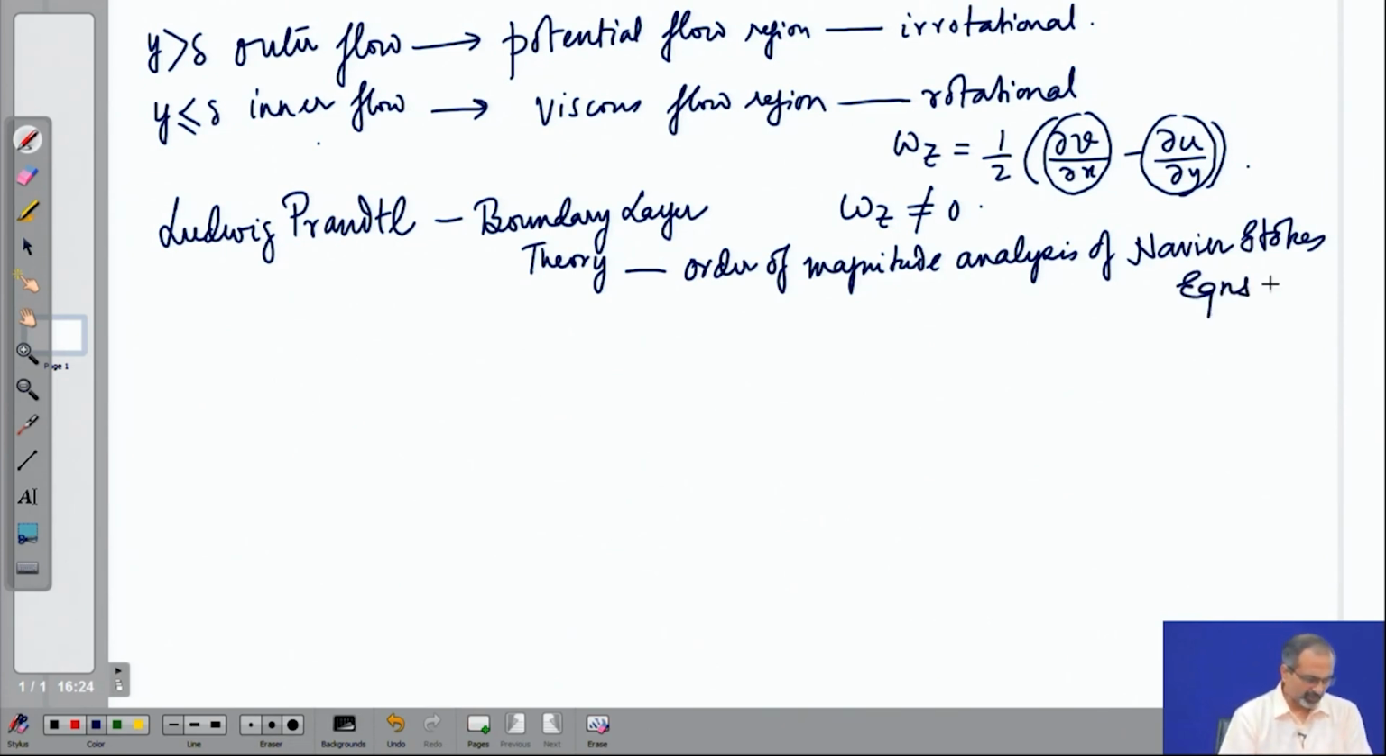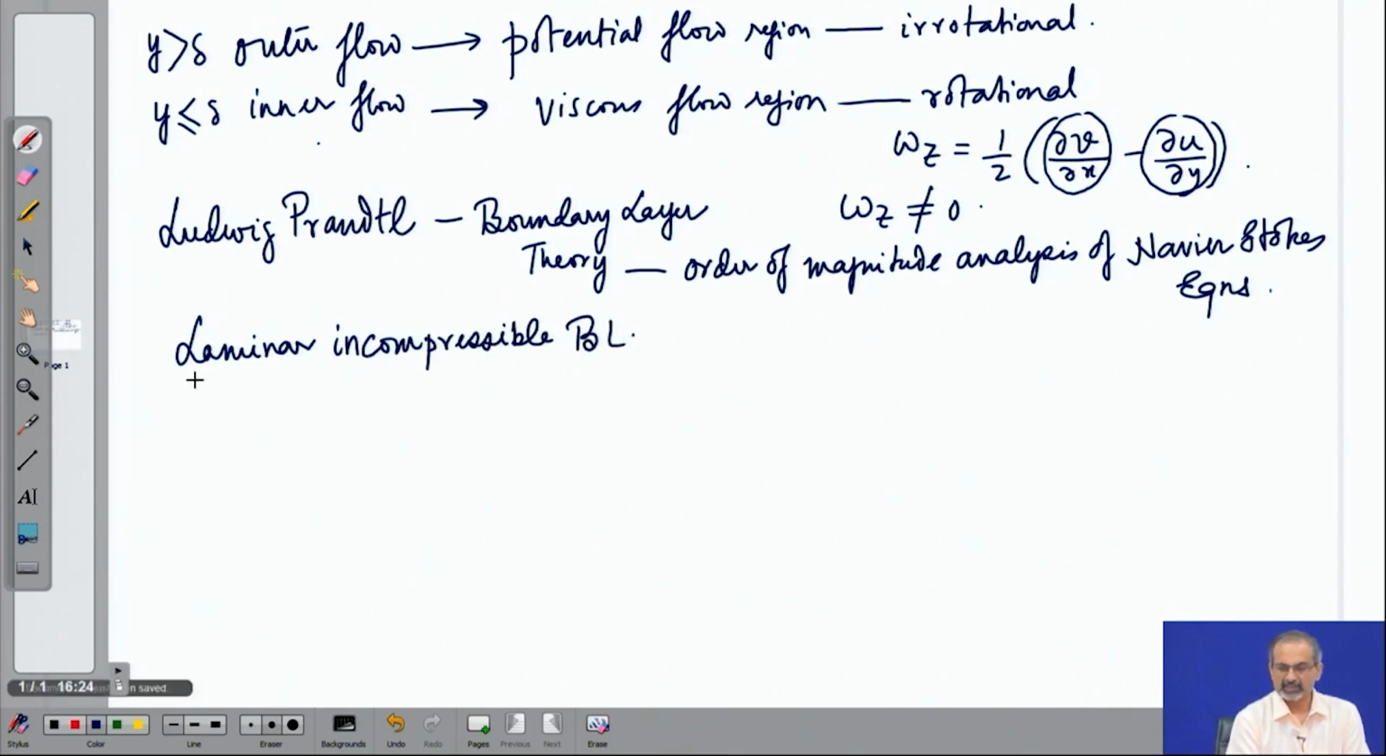Here we are discussing about laminar incompressible boundary layer. In general, boundary layers could be existing in a turbulent incompressible regime. They could also be existing in a compressible regime where it can be again either laminar or turbulent.